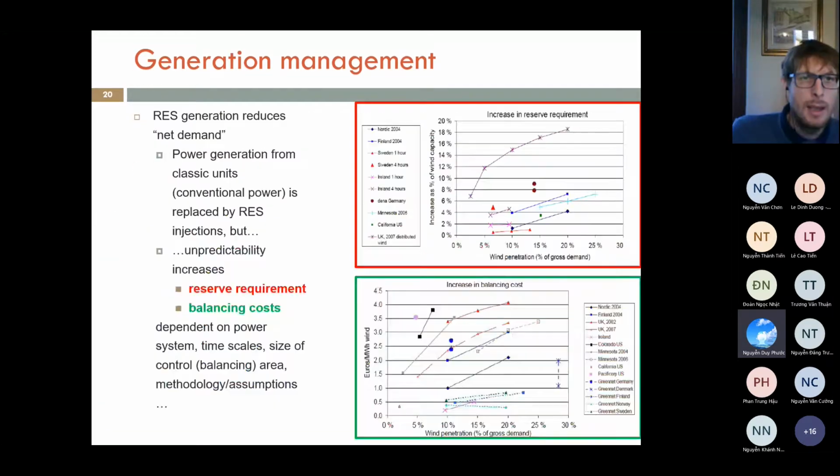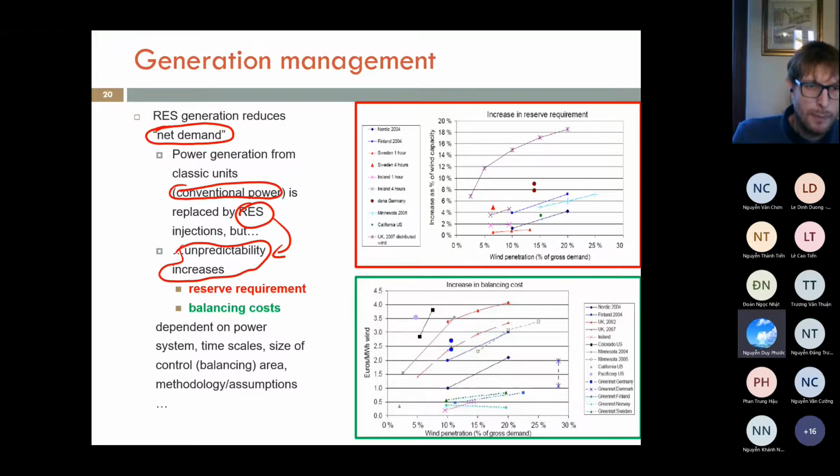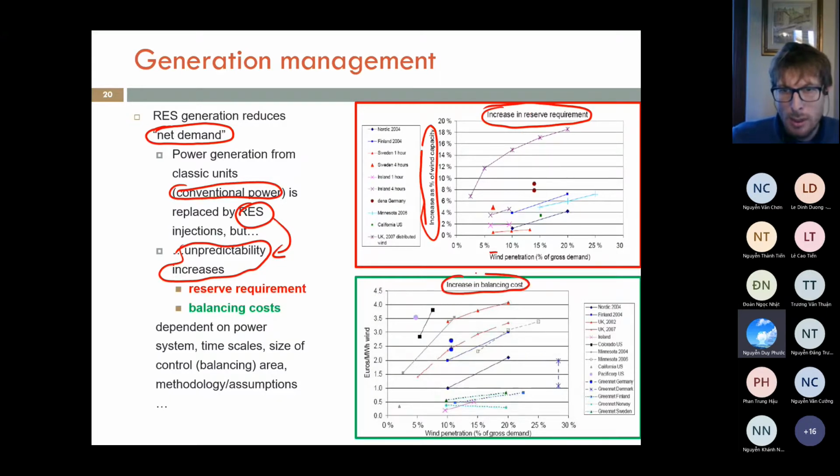So basically, RES generation reduces the net demand. The power generation from the classic units, the conventional power, is replaced by RES injection, but the RES are unpredictable and they vary through time. These two charts are just to show the increase in the reserve requirements and the decrease in balancing cost while there is an increase in wind penetration. Look, the higher the wind penetration, the higher the cost for balancing and for keeping the conventional power units warm.